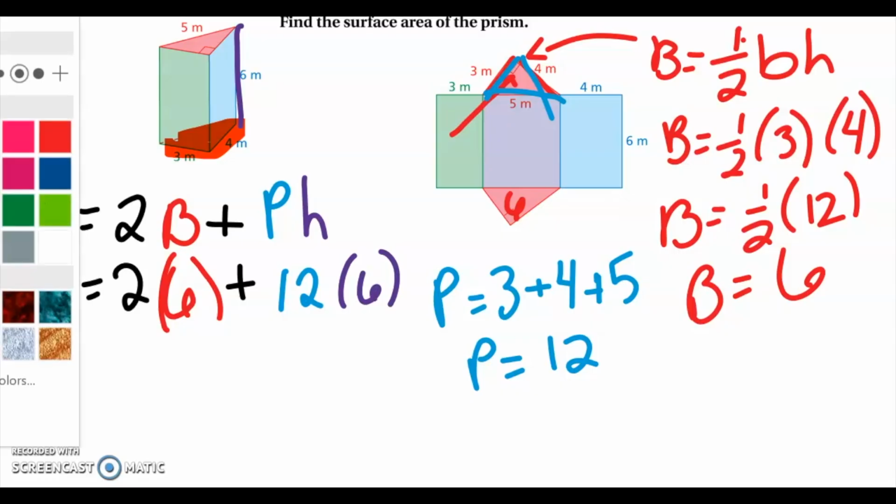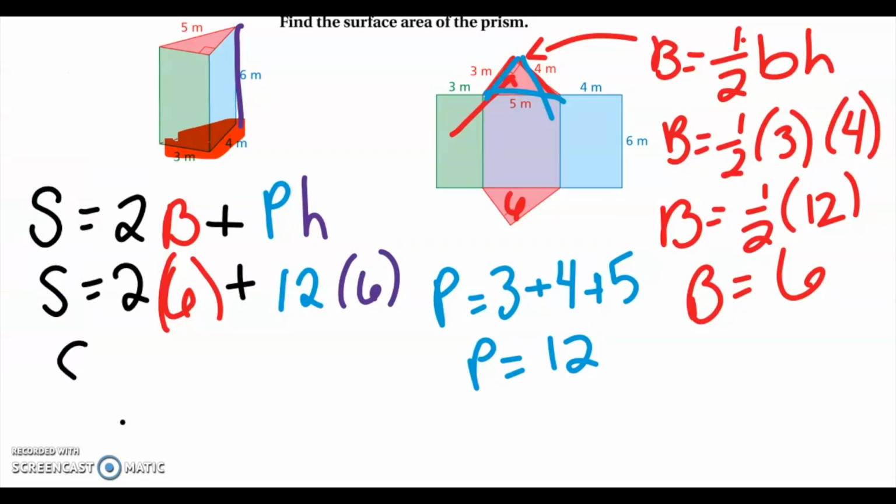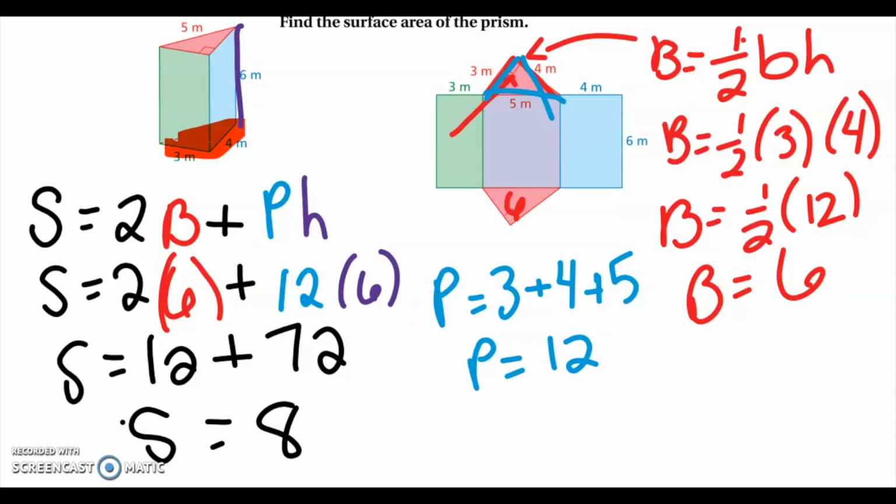So now I just need to put all the pieces together. Don't forget to follow order of operations. So surface area equals 2 times 6 is 12. 12 times 6 is 72. And 12 plus 72 is 84 square meters.